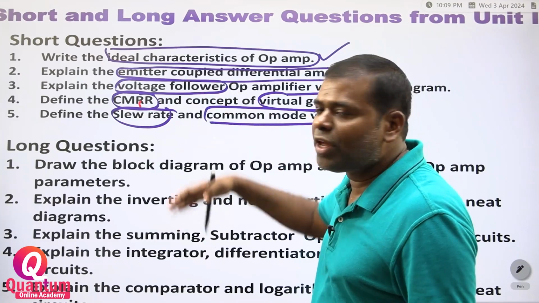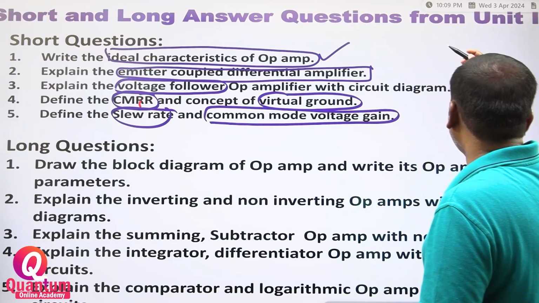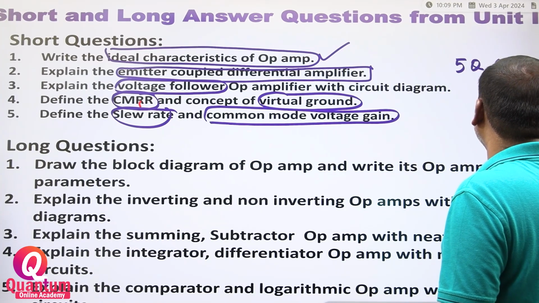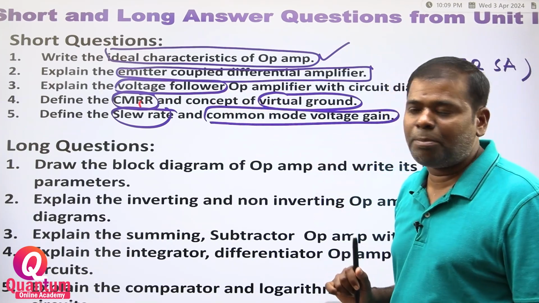For each and every unit, I gave 5 short questions and 5 long questions. From unit number 1, these are the 5 short questions you have to read. First one, ideal characteristics of the amplifier.